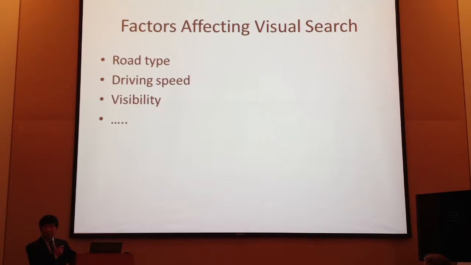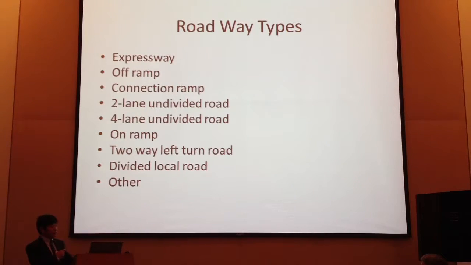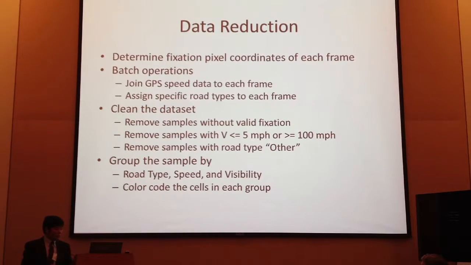These are the three factors that we considered in our study, and we divided the roadway into different road types: the expressways, ramps, connection ramps. So these are the roadway types that we determined, and this is how we reduce the data. We write a little program to process the video, determine the pixel coordinate of each frame, and then do a batch operation to join the GPS speed to the processed data, and assign a roadway type to each frame.